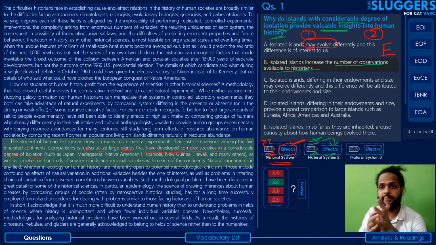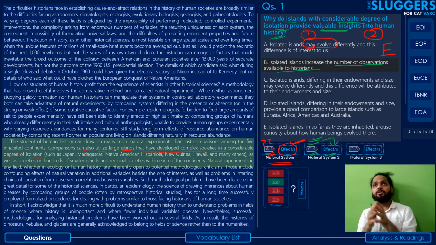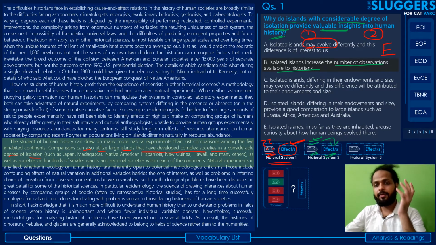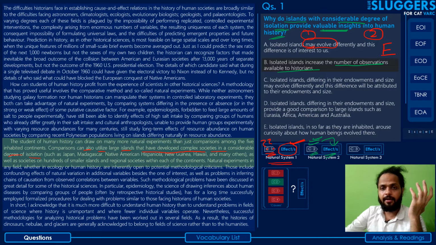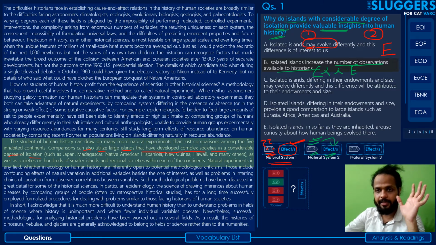Isolated islands will, for some reason, because they're isolated, provide you more number of observations? No, the number of observations can be increased across any kind of geography. Moreover, it talks about neither the effect part, nor the cause part. So again, this can be eliminated with a capital E.